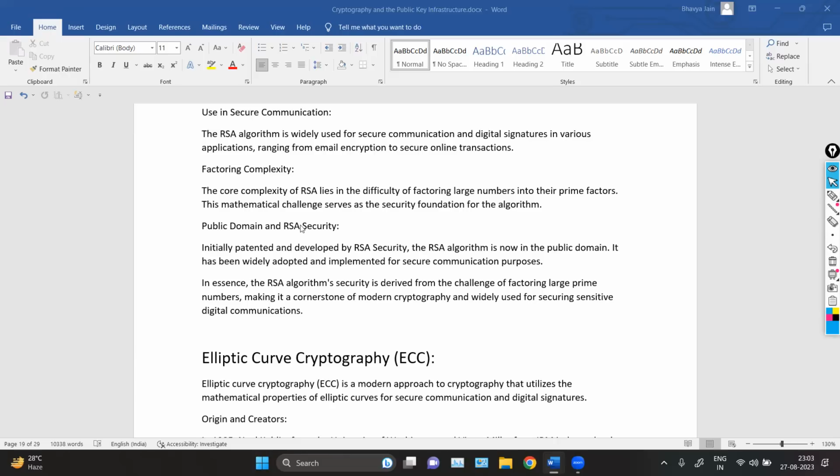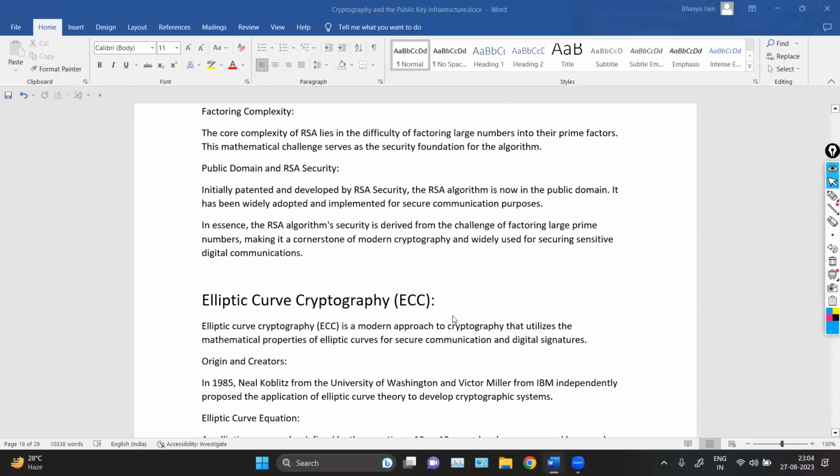So that is factorial complexity: the core complexity of RSA lies in the difficulty of factoring large numbers into their prime factors. You can just read this line. The mathematical formulas are not part of the exam, such as how a basic algorithm works, what the mathematical formulas are, and how we can factorize. That is not part of CompTIA.